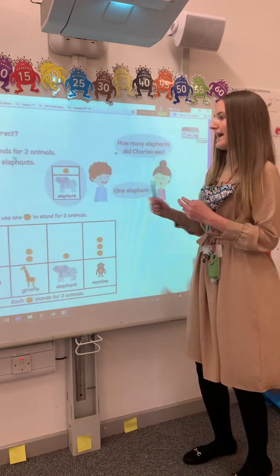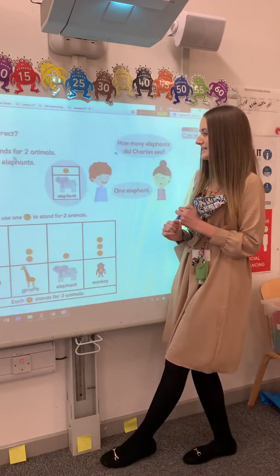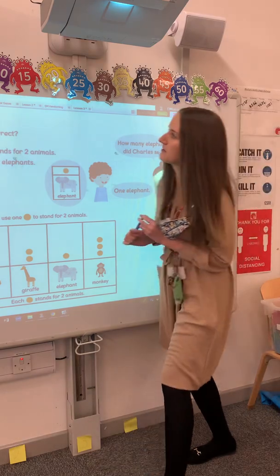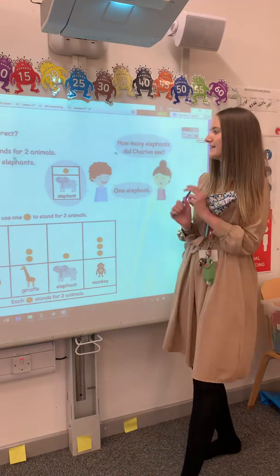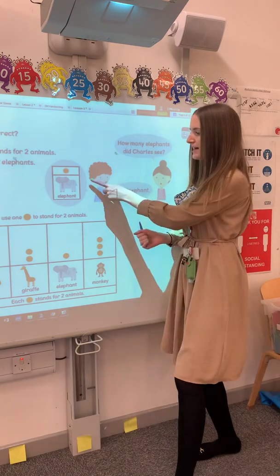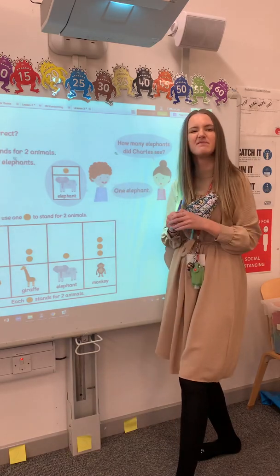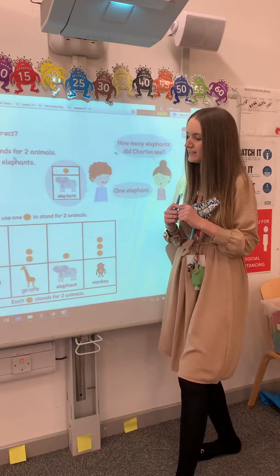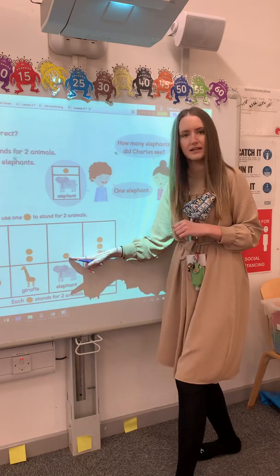Right. Ruby's saying, how many elephants did Charles see? And Elliot's saying he saw one elephant. He saw one elephant. Well, he did, there's only one circle there.